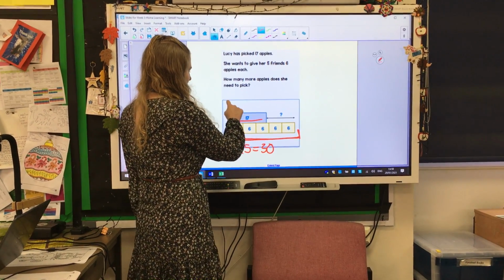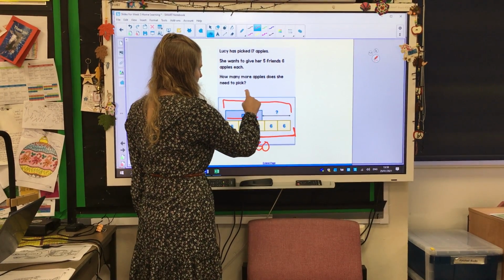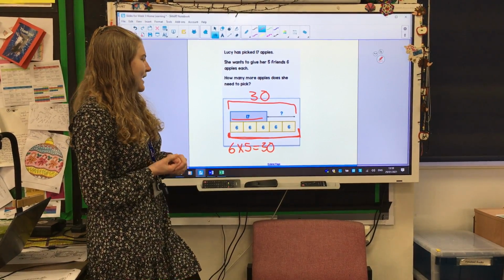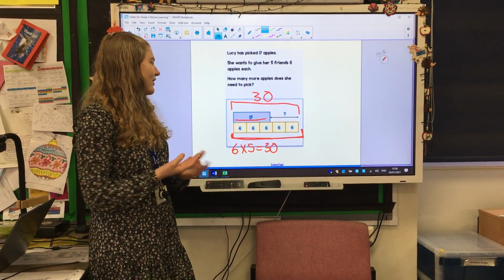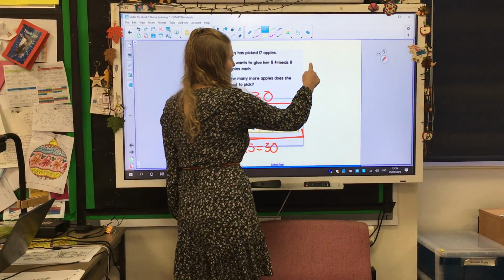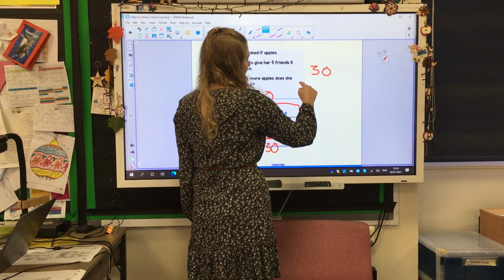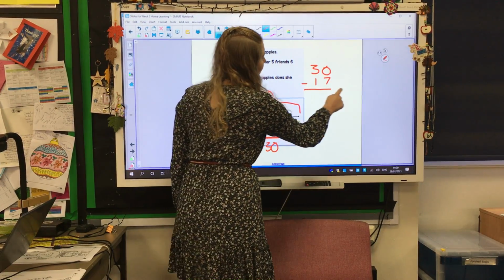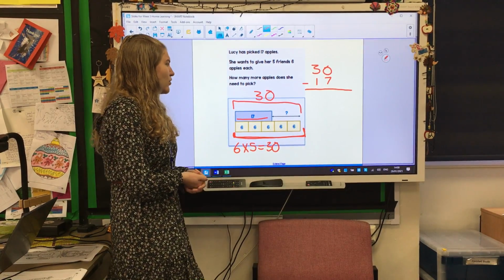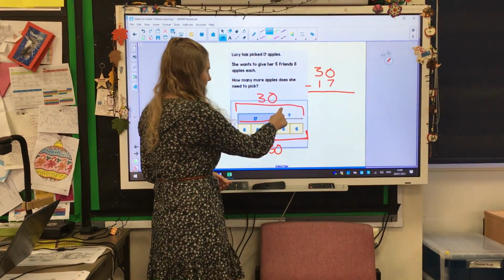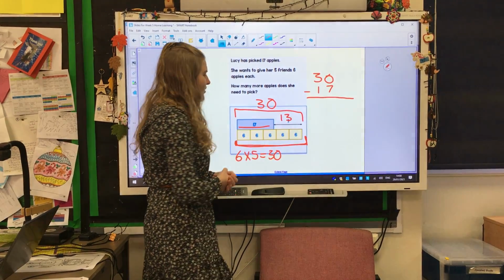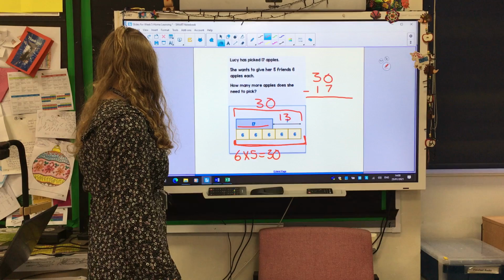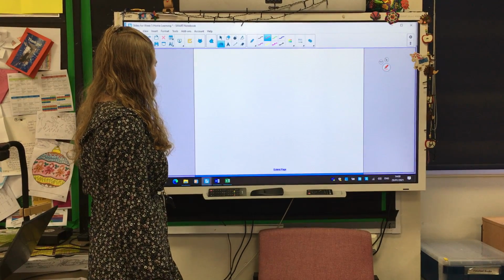Okay, so I'm going to draw a little band over the top that says 30. Okay, she's already got 17 apples. We need to work out the difference. Okay, so what we could do is go 30, take away 17. Okay, I'm sure lots of you could tell me that that is going to be 13. She's going to need 13 more apples, guys. 13. Okay, let's have a look at the next question.